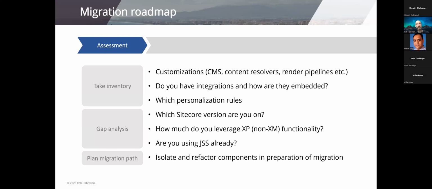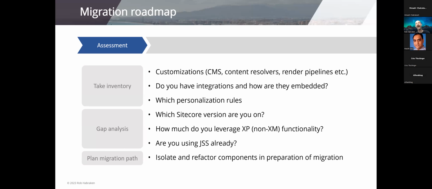Render pipelines obviously do not make any sense anymore, because it's completely headless, and you only communicate with the front end using Graph. Then you would have to know which integrations you have, and as I showed you, for example, the booking engine, an e-commerce platform, and how are they embedded. You would take inventory of your personalization rules so you can reapply them later on. And then start with the gap analysis.